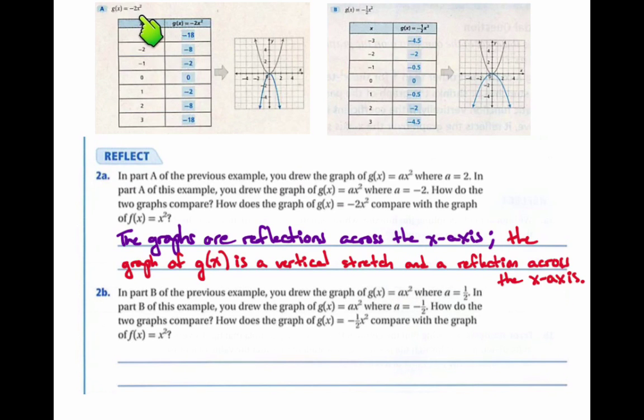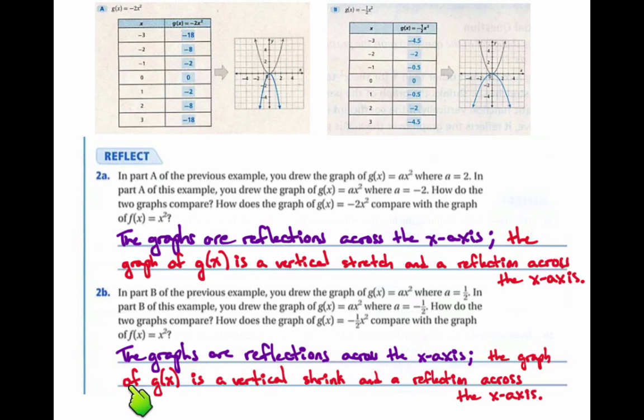So if we look at a is -2, that negative is giving us the reflection, and the 2 is giving us the stretch. Same with the other graph, except this time it's still a reflection. Look at that, a -a, but this time it is a shrink. So the graphs are still reflections on the x-axis. However, the graph of g of x is a vertical shrink and a reflection across the x-axis.